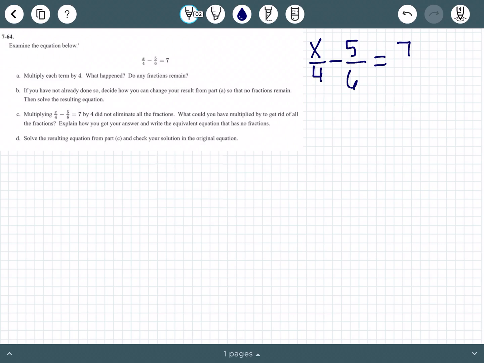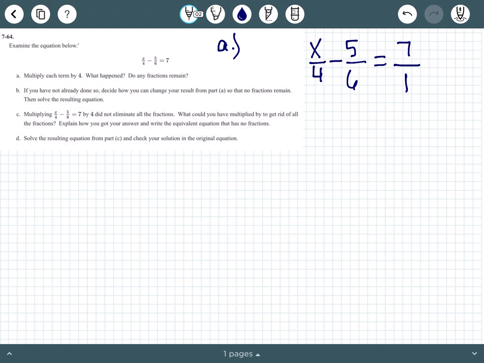Problem 764 tells us to examine the equation below. So I've rewritten my equation off to the right here, and I have x over 4 minus 5 over 6 equals 7. Now remember, anytime I have an integer, I can put it over 1 to make it a fraction, and that does not change the value. So that's what I would recommend doing, just because when we're working with fractions, it's easiest to work with all fractions. So part A tells us to multiply each term by 4, and they want to know what happened and do any fractions remain.